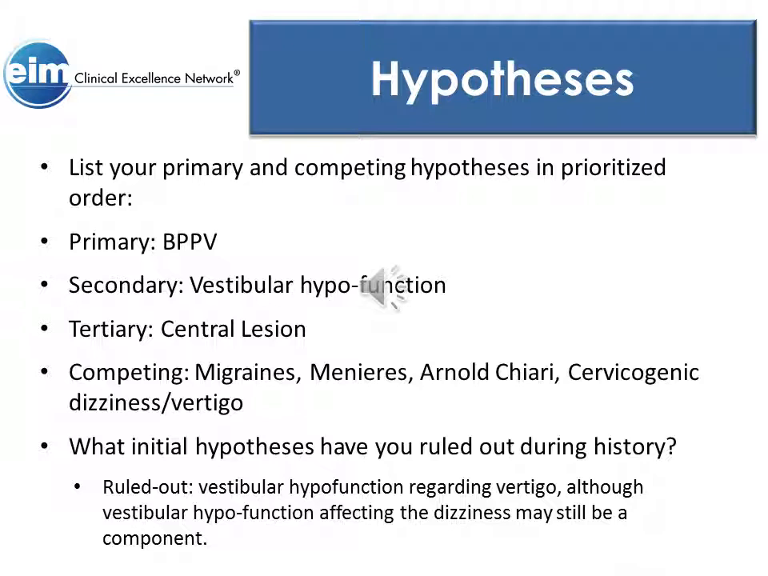Secondary is still vestibular hypofunction, and then central lesion, and some other competing or migraine-like symptoms, Meniere's, Arnold Chiari, cervicogenic dizziness, and vertigo. With my initial hypothesis, honestly, I wasn't quite sure if I could rule out much yet, but I know that with vestibular hypofunction regarding the vertigo component, we can partially rule that out because it usually will last minutes to hours, especially during the acute time, and we know that her symptoms do ease in seconds to minutes.